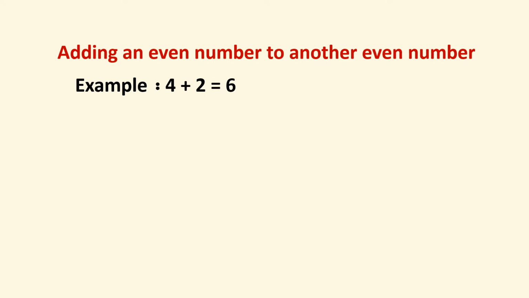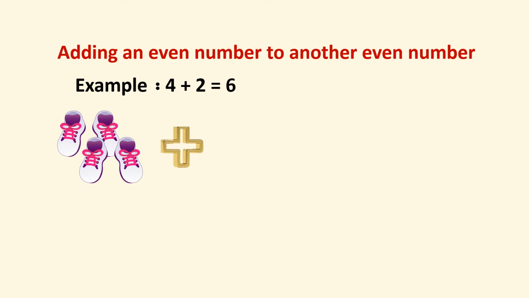So have a look at this. I'm going to give an example. I'm going to add 4 and 2 together. 4 plus 2 equals 6. So I'm going to indicate this using my shoes. Have a look at this. 4 means 2 pairs of shoes. That means there we have only pairs. That means 4 is an even number. Plus 2 means 1 pair of shoes. That means 2 is also an even number.